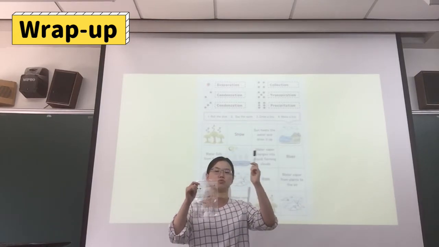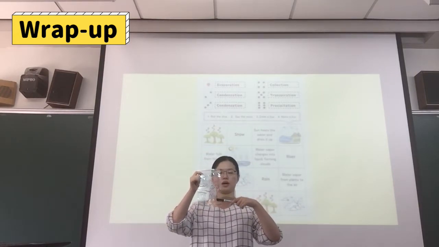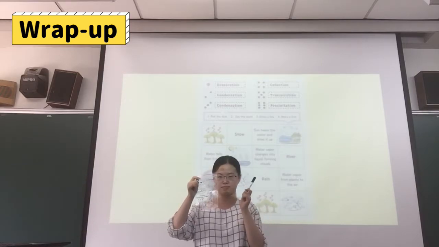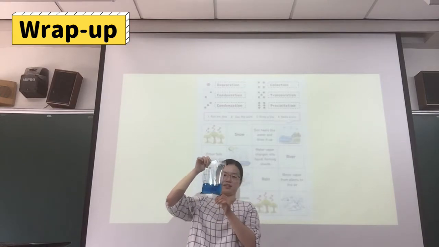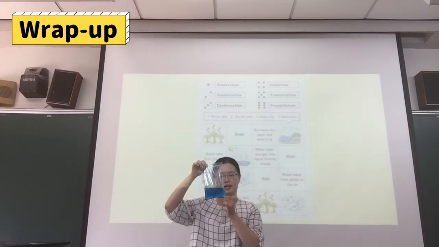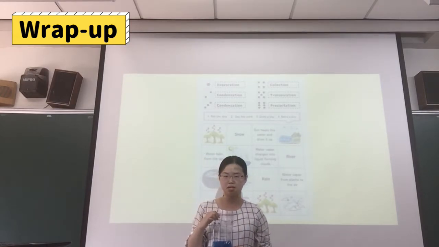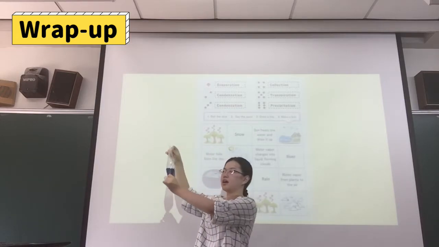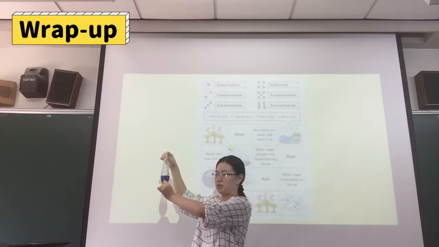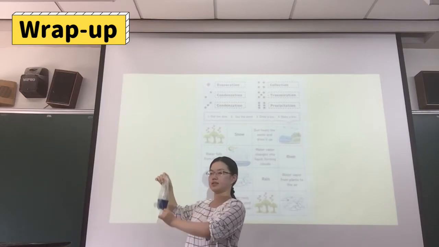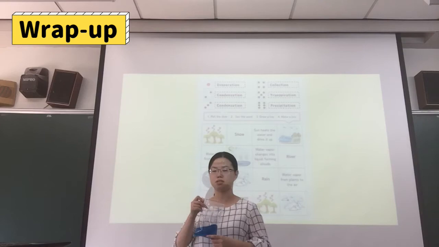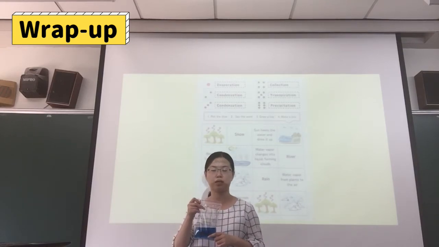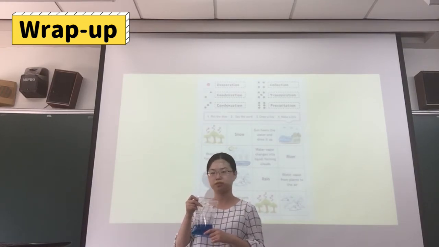Now, let's make a water cycle bag. First, you need to draw a water cycle on your bag with the markers. Next, you need to add some water with blue ink. The last step is you need to stick it on the sunny window. Okay? Go! Group 1, can you come to the stage and describe the process of the water cycle to your classmates?